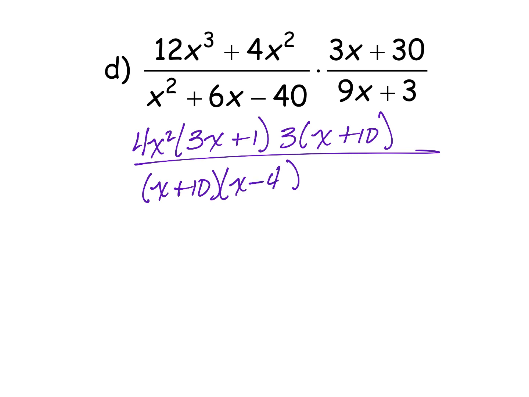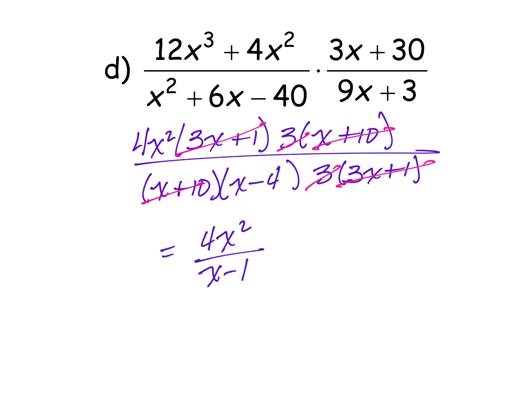Wow. And then I can factor another 3 out, and I get 2x, 3x plus 1. So I've got an x plus 10 and x plus 10, a 3 and a 3, 3x plus 1, 3x plus 1. So it looks like my answer is going to be 4x squared over x minus 4.